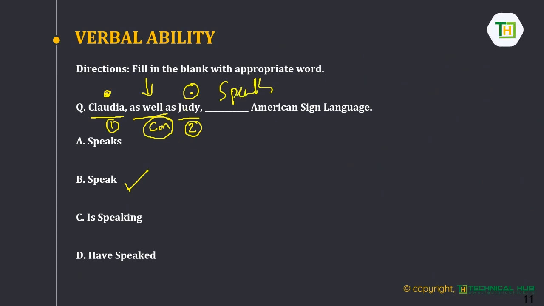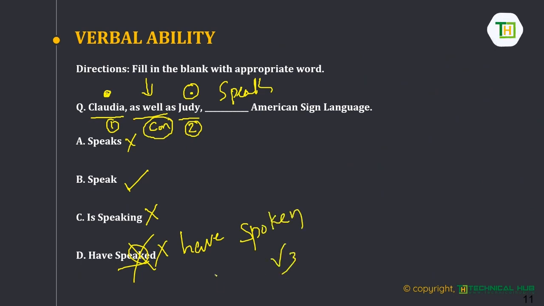And speaks. Actually, if you take only Judy, then you could say okay, speaks. You can use it like this. But we are talking about both together, so that goes with a plural verb. And is speaking also we cannot use because we are not talking about one thing. We are talking about many. And have speaked, there is no word called speaked. So whenever you have have, you should always say have spoken. Spoken is the third form, V3 form. Always have plus V3 form, has plus V3 form, had plus V3 form. So try to remember this.